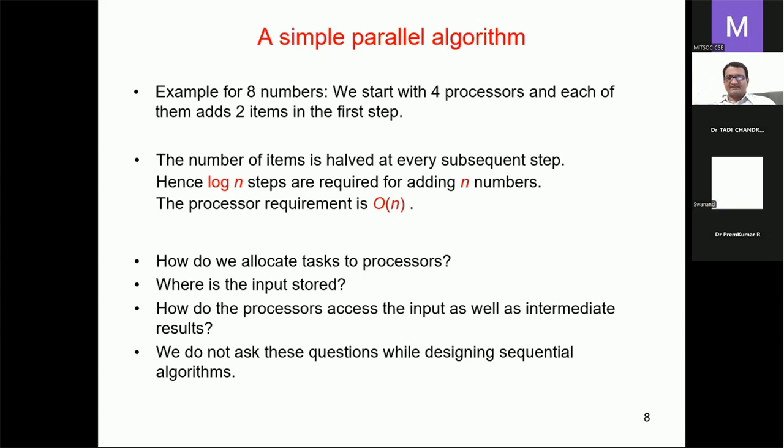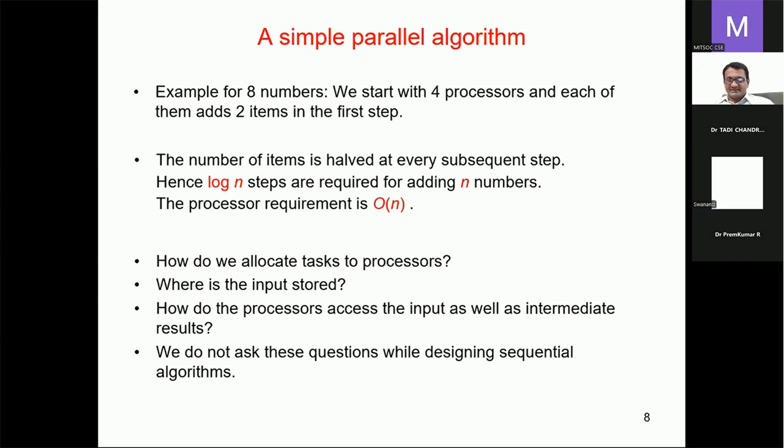So please look into the questions very carefully. How do we allocate tasks to the processors? This is the first point. Where is the input stored? How do the processors access the input as well as some intermediate results? We do not ask this question when we implement the same algorithm on our existing machine which follows von Neumann architecture. Do you agree with me? The same questions are also applicable when we shift from parallel computers to quantum computers, because the basis of quantum computers is again parallel computers. You'll understand on the next slide.